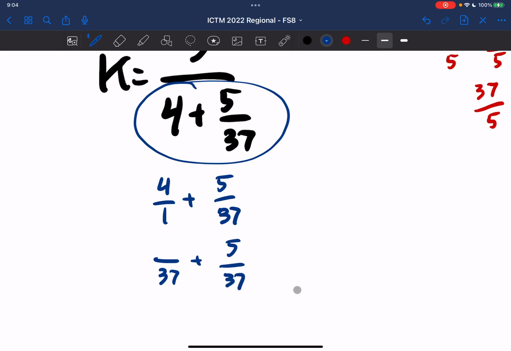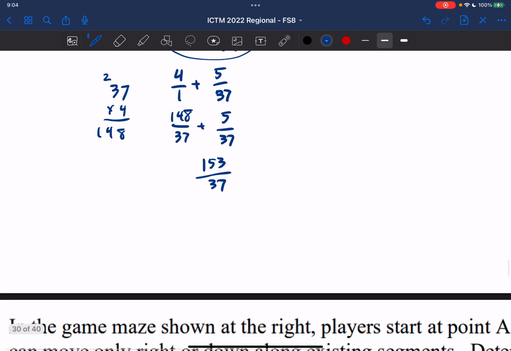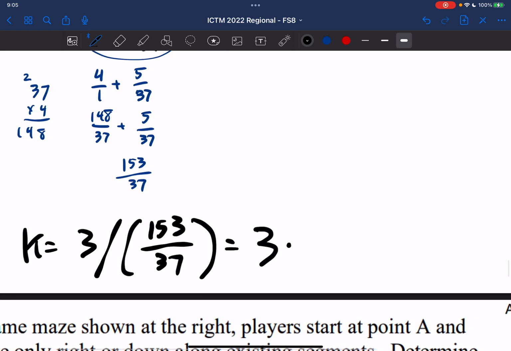To get the numerator, we have to multiply 37 times 4. So we get 148. So we get 153 over 37. So now we have 3. So k equals 3 divided by 153 over 37. So that means we have 3 times 37 over 153.